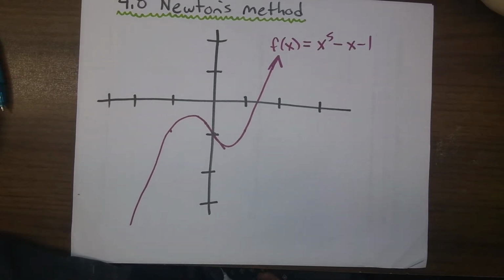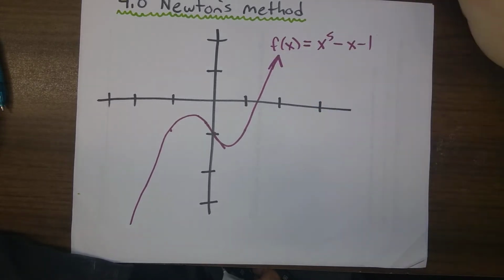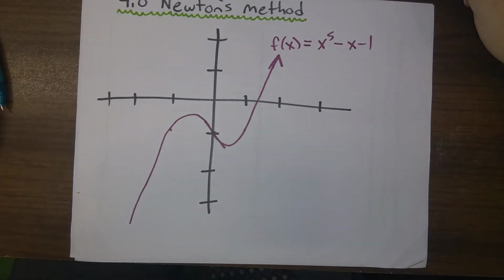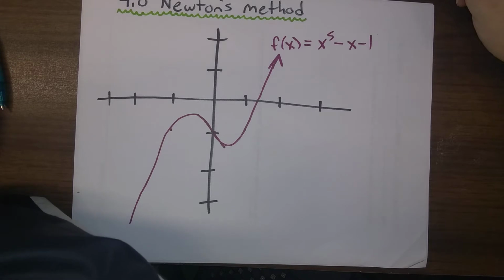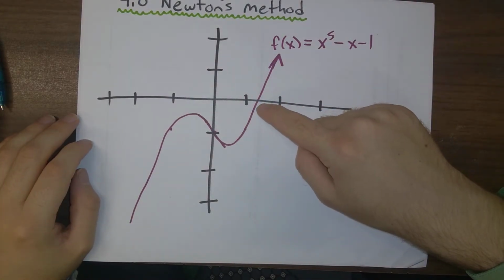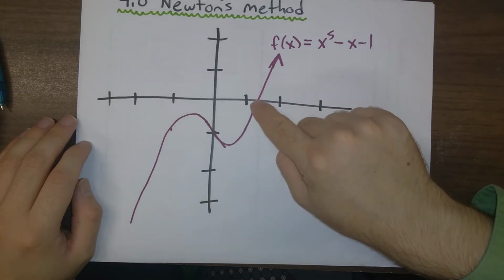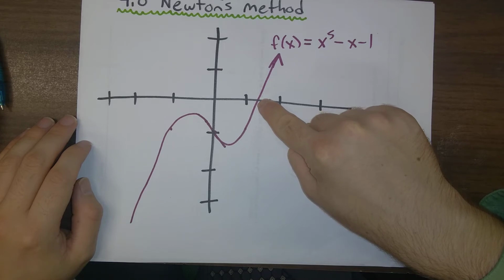I've got a picture drawn here of the graph of f of x equals x to the fifth minus x minus 1. We want to find some information about this function. In particular, we want to know, when is this function equal to 0? If we graph it out, we can see that there's one place at which it's equal to 0, the point that I'm pointing to right now.